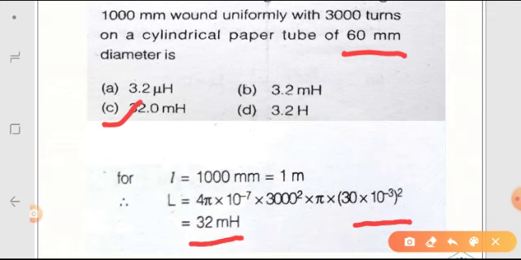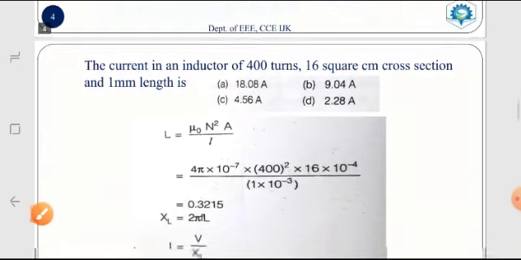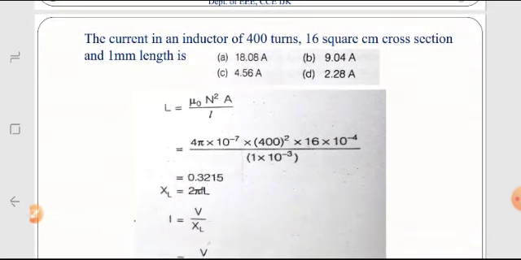So we will have another problem. Let us move on with another problem. The current in an inductor of 400 turns, 16 square centimeter cross section and 1 mm length. Again, 4 options are given.